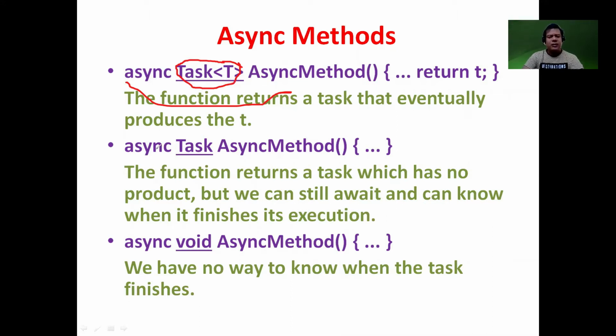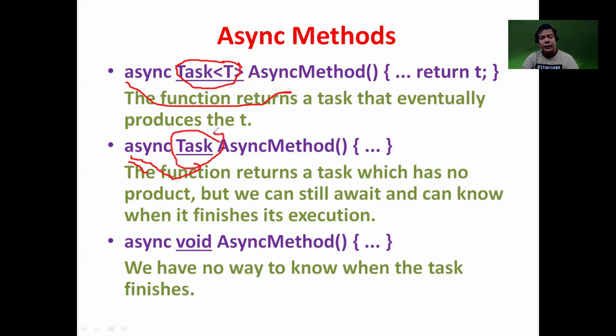In the second case, we are providing async Task. It means we are getting the task, the acknowledgement from that particular task, but we are not providing the return type, whether a string, a list, or anything else. So we will not get any value returned from there, but we will get a Task type. The function returns a Task which has no product, but we can still await it and know when it finishes its execution. In this case, we are not returning any data.